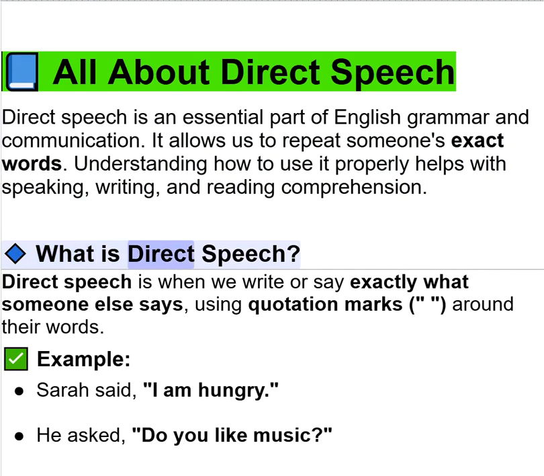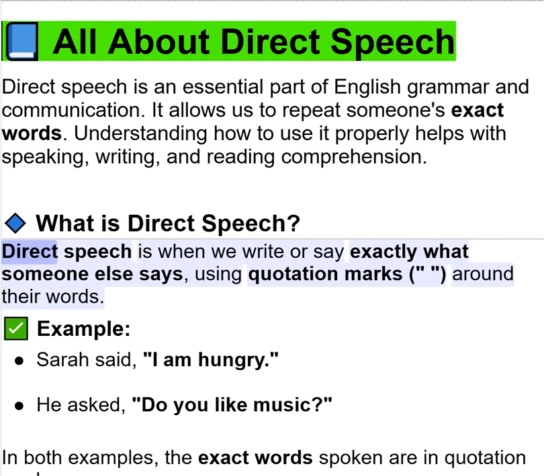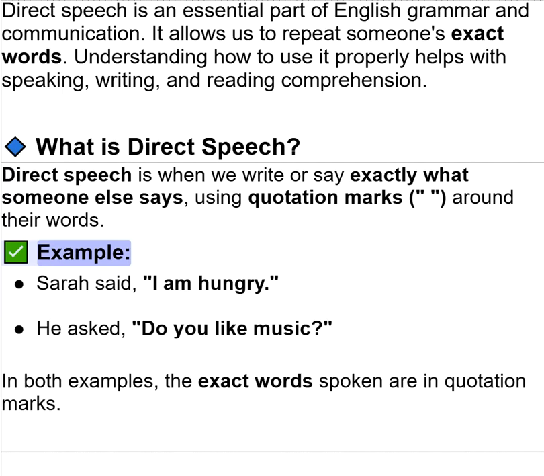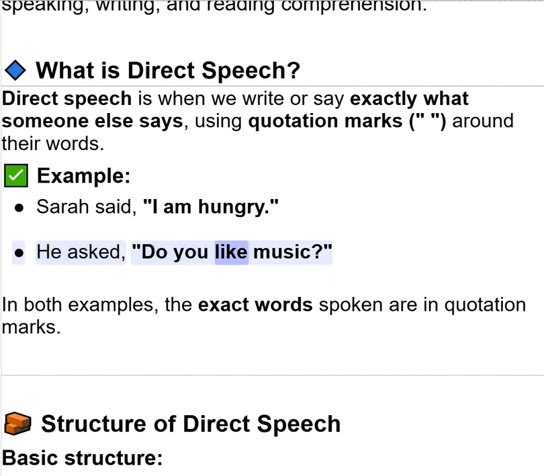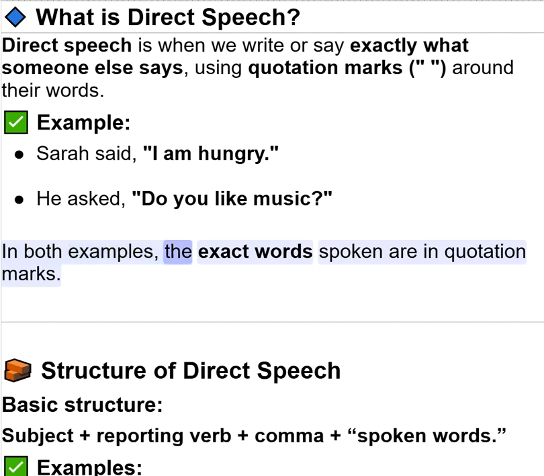What is direct speech? Direct speech is when we write or say exactly what someone else says, using quotation marks around their words. Example: Sarah said, "I am hungry." He asked, "Do you like music?" In both examples, the exact words spoken are in quotation marks.